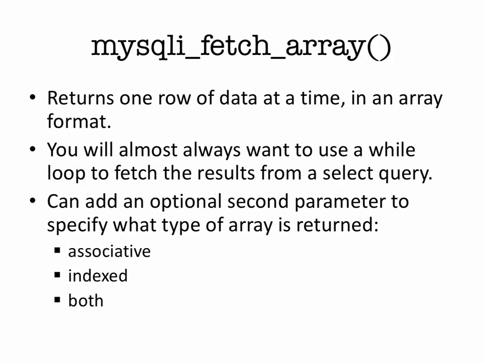So, as I said, we get one row of data back at a time in the format of an array. And most of the time, if you have more than one result coming back, then you'll loop through it. We can also add an additional parameter to specify what type of array is returned, and we'll look at an associative and an indexed example.